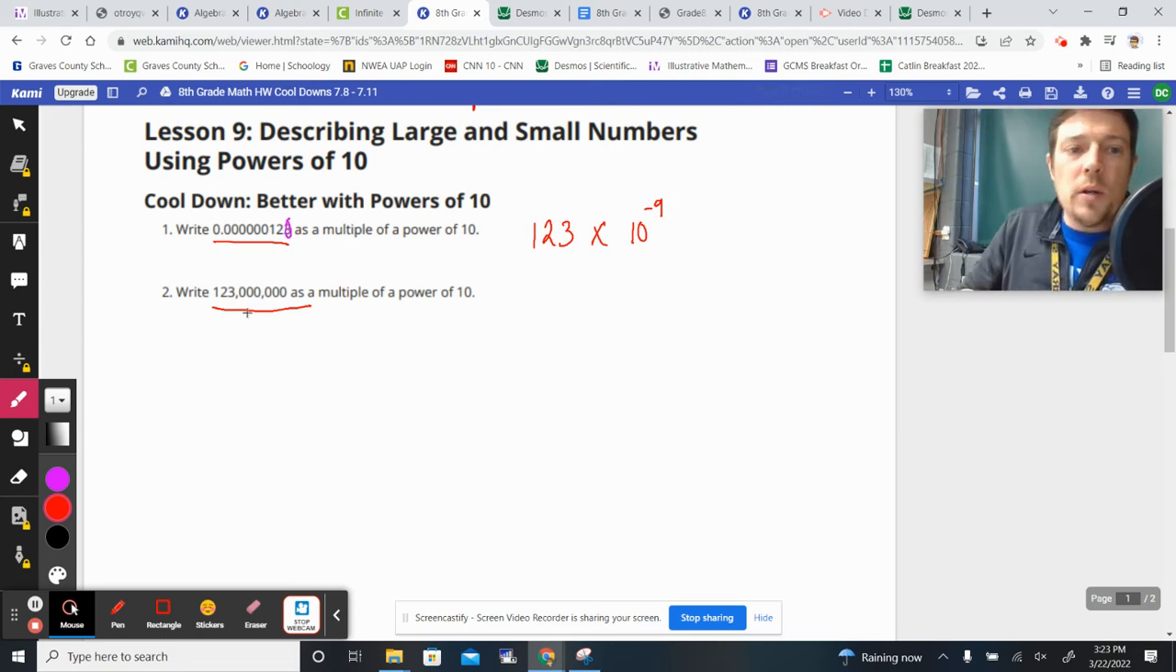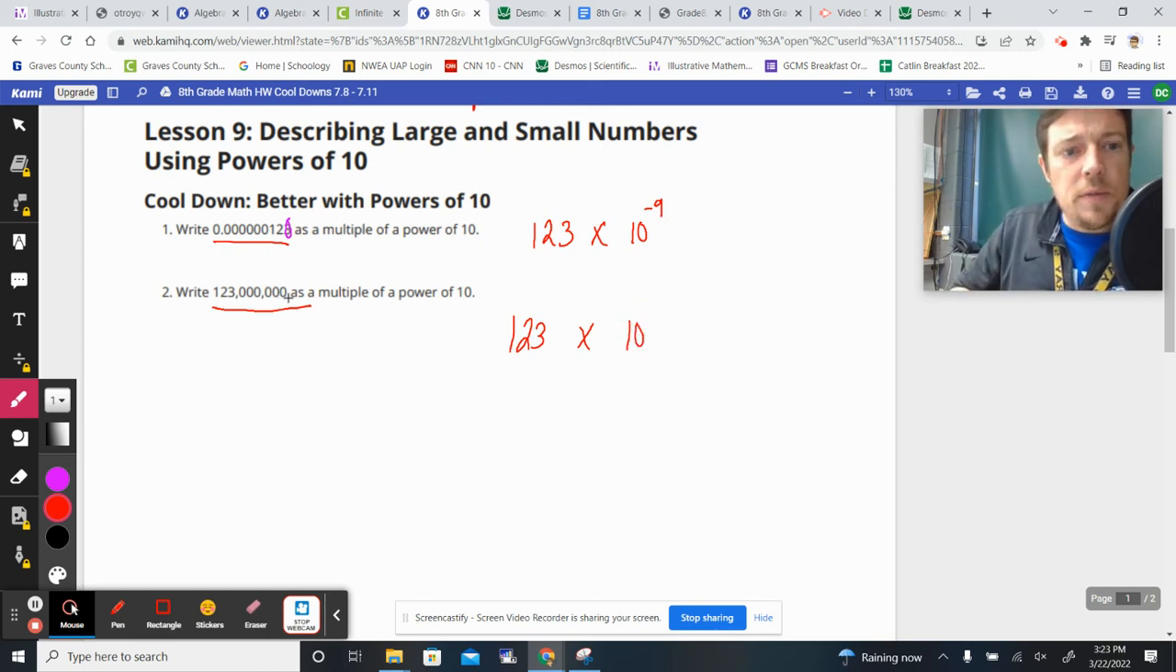All right, so looking at this next one for number 2, we still have 123, but we're going to multiply it by a different exponent. We've got 123 as our digits, but this is actually 123 million. So this is a big number. This is not going to be a negative exponent. This is going to be a positive exponent.